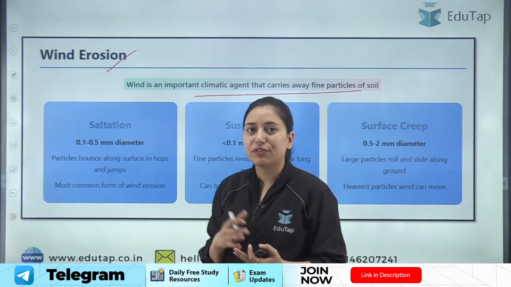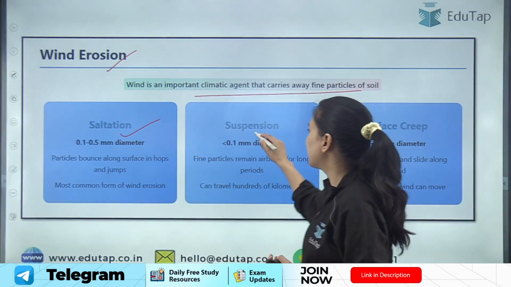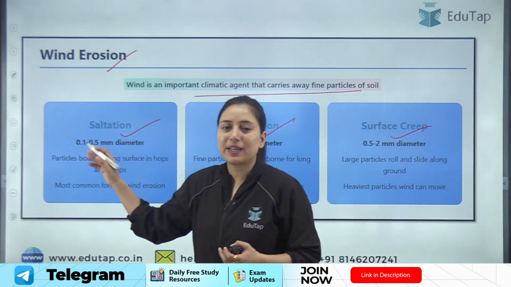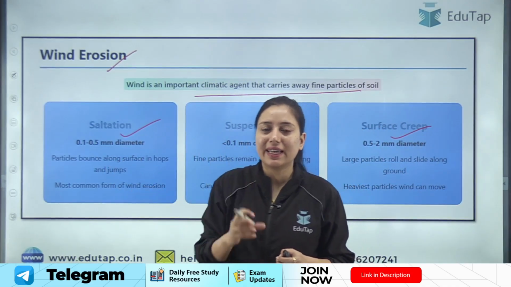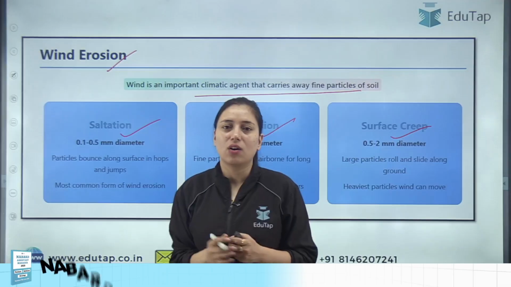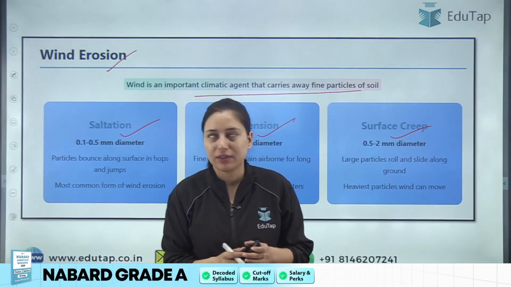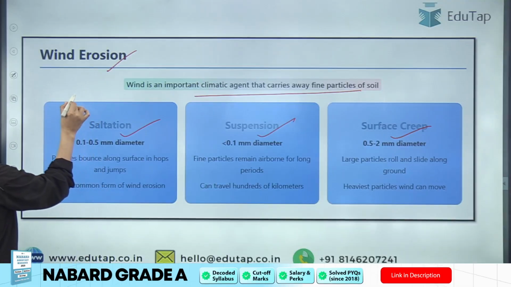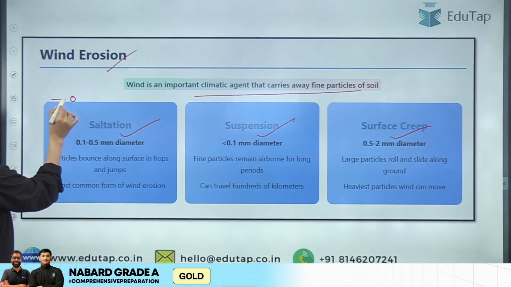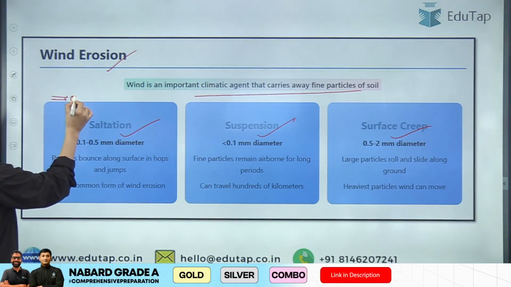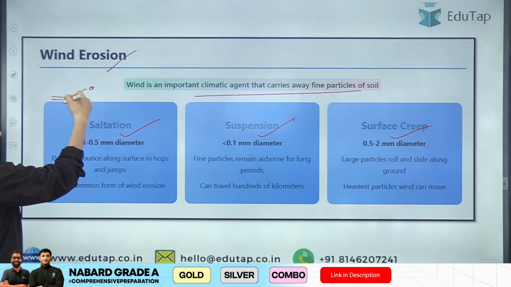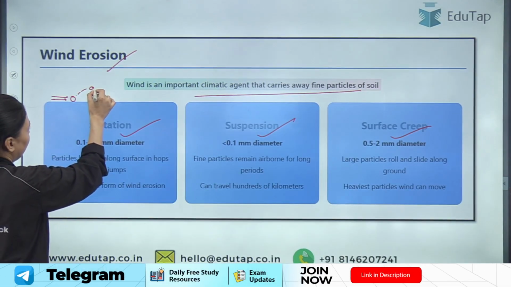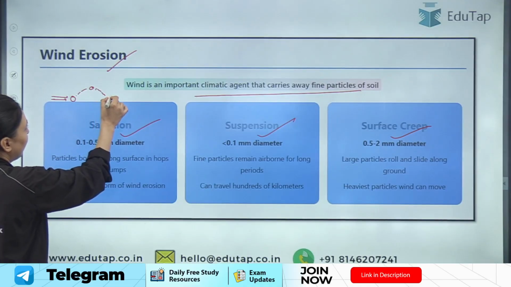Now it is again of different types. We have saltation, we have suspension, we have surface creep. What is saltation? Saltation is basically when the soil particles bounce on the earth surface. For example, here you can understand, this is a soil particle. The wind will hit this soil particle, and this soil particle will be lifted into the atmosphere, and again it will bounce back.